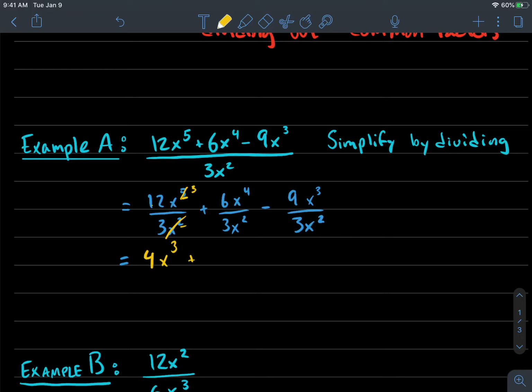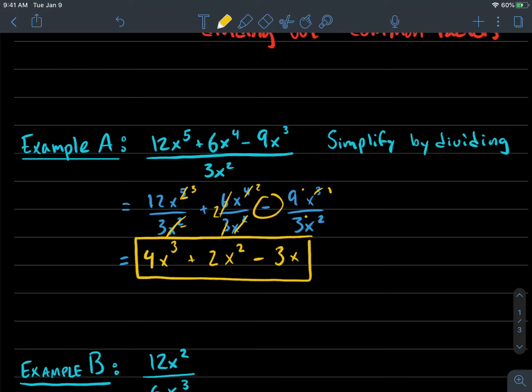Now we're going to do plus because there's a plus sign right here. 6 divided by 3, that's 2. And then there's 4 x's here and 2 x's here. This is going to cancel it 2 times. So 4 minus 2 becomes 2. So we're going to have 2x squared. Now we have a minus sign, so we're just going to bring that down here. And then we have 9 divided by 3, which is going to be 3. x cubed divided by x squared, so 3 minus 2 becomes 1, so it's just 3x. And that's our answer.